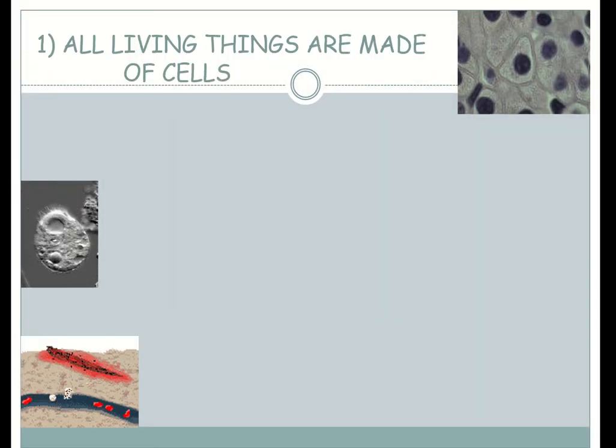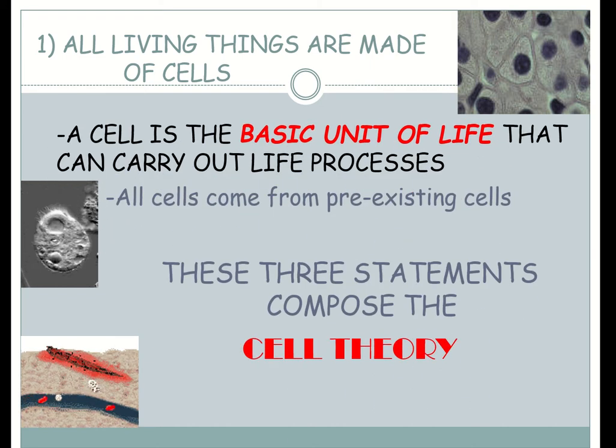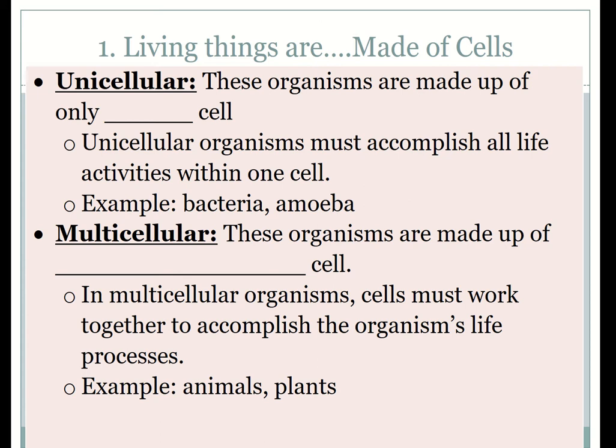So let's look at the first characteristic, which is all living things are made of cells. The cell is the most basic unit of life. Some organisms are made of one cell, some are made of many. A couple things that this first characteristic presents to us is the cell theory. The cell theory says that all living things are made of cells. All cells come from pre-existing cells. And you have to have at least one cell to be considered living.